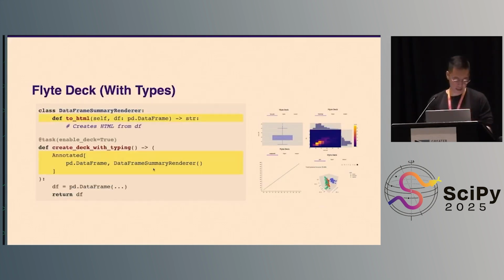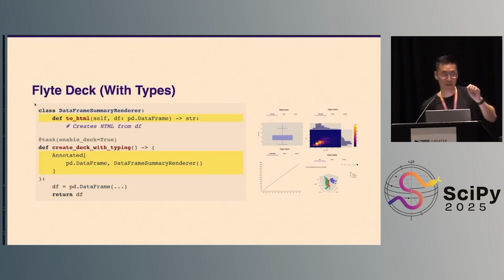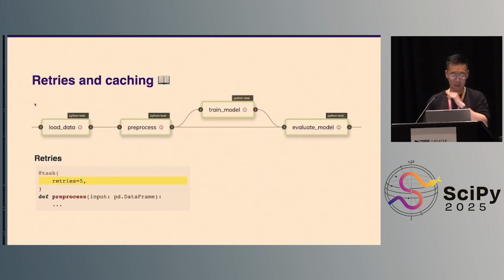A fun thing about decks is that you could also put them into the type system, where you can annotate an output type to have a renderer. And then if you tell the renderer how to change your type into HTML, it does it for you and then renders it into the UI. So it's really putting more logic into the type system, because Flight likes type systems.